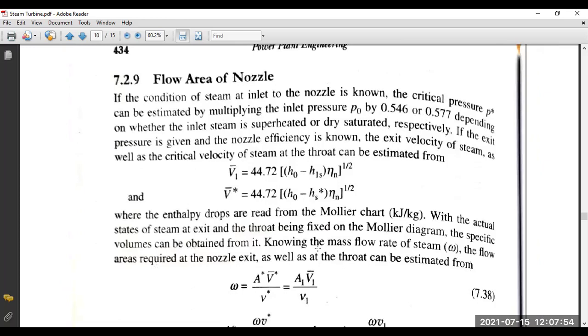Now, let us go to the flow area of the nozzle. If the condition of the flow stream at inlet to the nozzle is known, the critical pressure can be estimated by multiplying the inlet pressure P0 by 0.546 or 0.577. So, if we know the condition of the stream at the inlet, the critical pressure can be estimated by multiplying the inlet pressure P0 by 0.546, and we know what the critical pressure is.